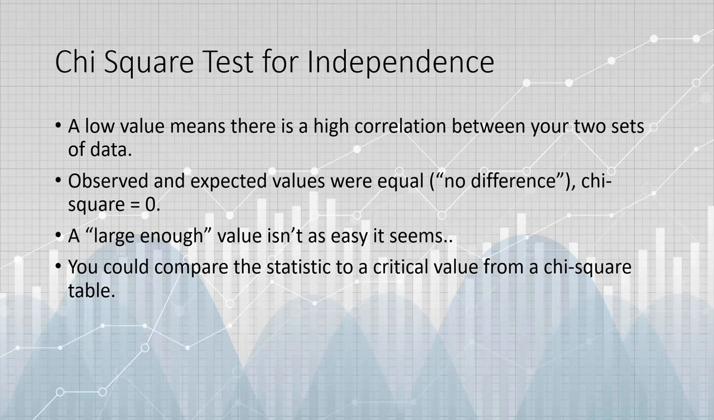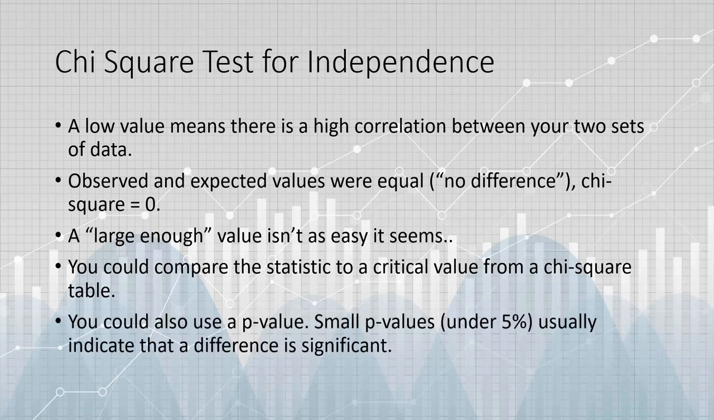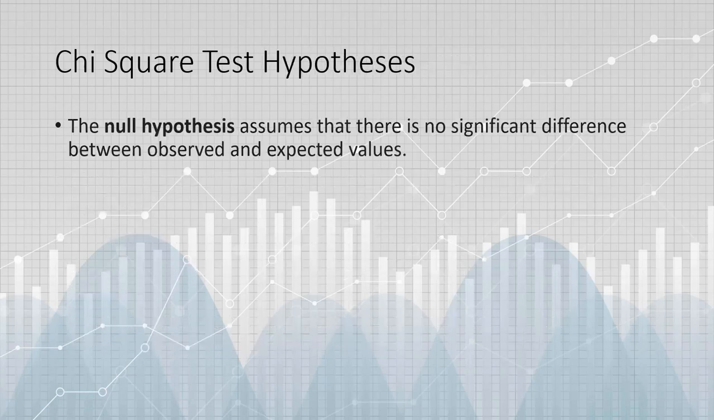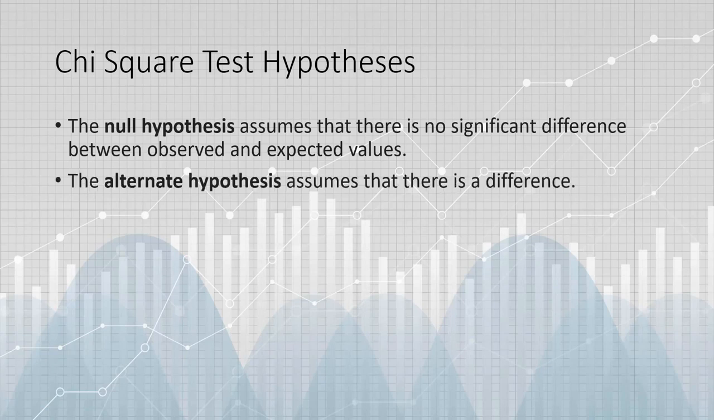You could also use a p-value. First, state the null hypothesis and the alternate hypothesis. Then generate a chi-square curve for your results along with a p-value. Small p-values under about 0.05 usually indicate that a difference is significant or small enough. The null hypothesis for the chi-square assumes there is no significant difference between observed and expected values. The alternate hypothesis assumes there is a difference.